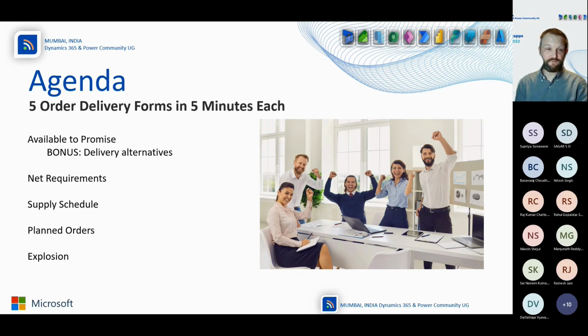So the 5 forms I'm going to show are available to promise, and I actually snuck in a bonus form. So we're going to talk about delivery alternatives with that as well. We're also going to talk about the net requirements form for planners, the supply schedule, using your planned orders, and explosion. This is really just a small sample size of what's available in D365, but all of these are going to show you ways that you can figure out how to perform that order fulfillment and come up with your optimal delivery and supply options.